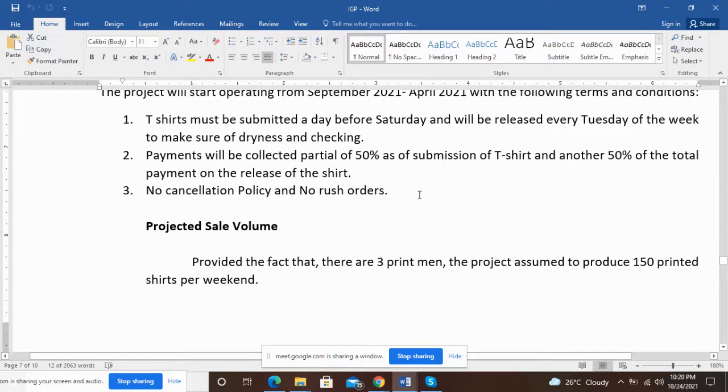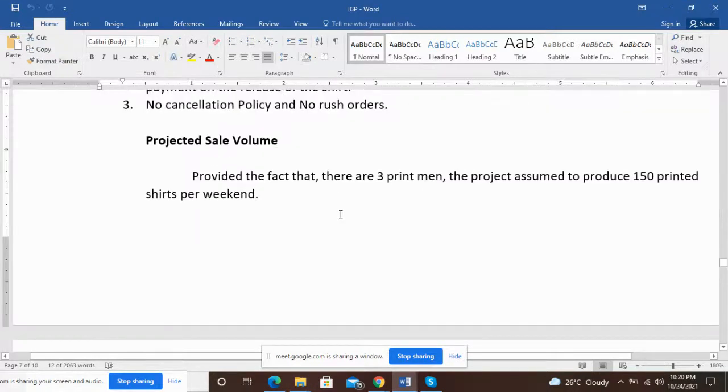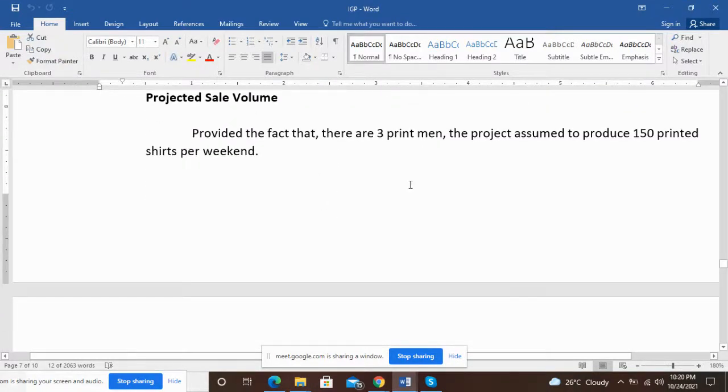Okay, next we have project sale volume. Again, the project is assumed to produce 150. I use the word assumed because it's uncontrollable. You cannot control what will happen during the implementation of the project.